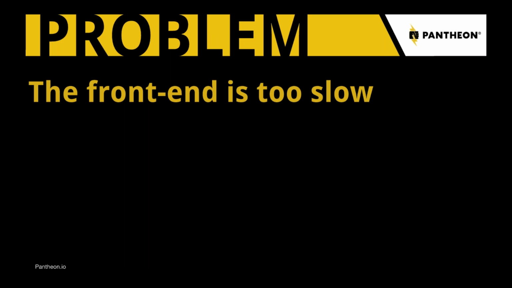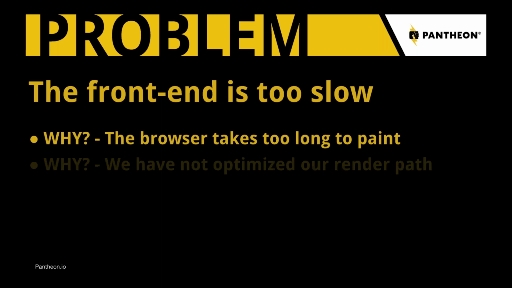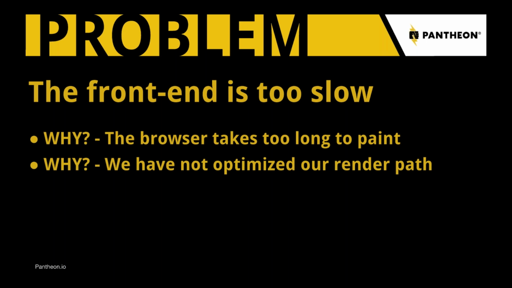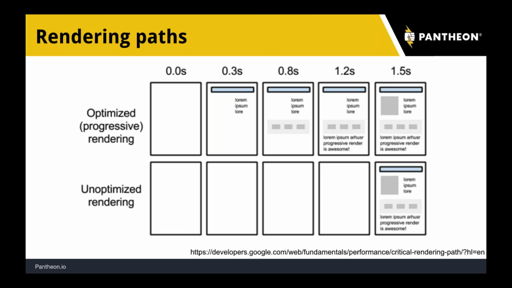All right, so we have the problem that our website is too slow. We're trying to figure out why this is. We have these numbers, we've looked at this waterfall, but we still don't completely understand. So why is it too slow? Well, the browser's taking too long to put all of this together into a web page. It's taking too long to paint the screen. And the reason is because we haven't optimized the order in which the browser is handling things. So now we get to learn about how a browser does that. How does it actually go through that process?